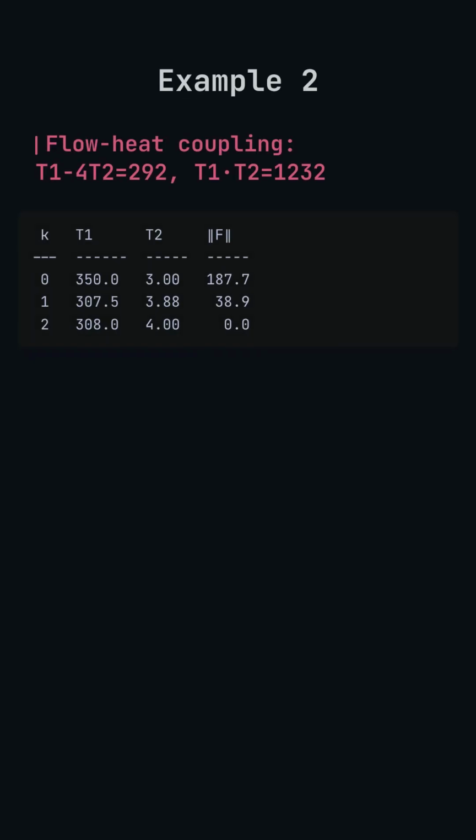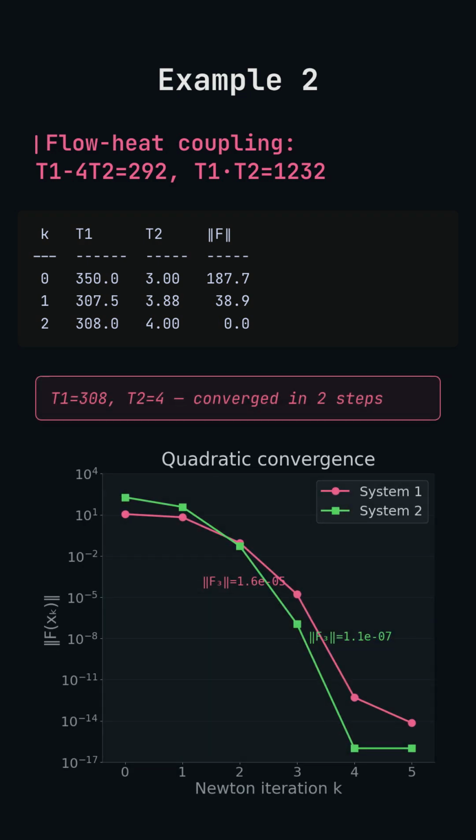A flow heat coupling problem links mass flow temperature T1 and heat transfer area T2 through a linear and a product constraint. Starting at T1 equals 350 and T2 equals 3, the residual norm is large at 188. The first Newton step drives T1 to 307.5 and T2 to 3.88, almost eliminating F1 in one shot because it is linear in T1. The second step completes the convergence.